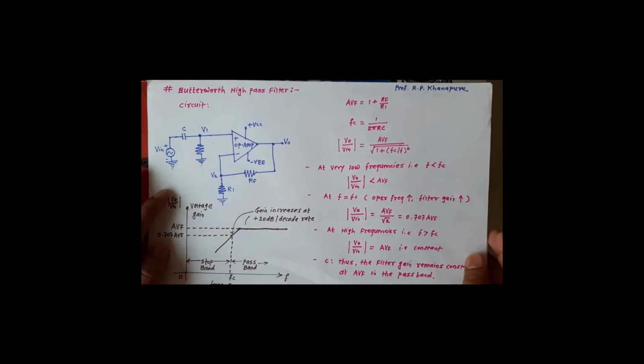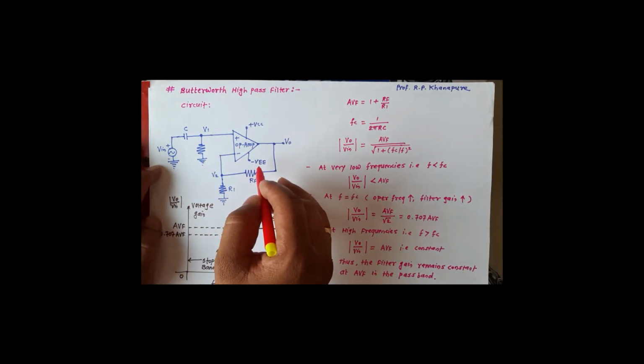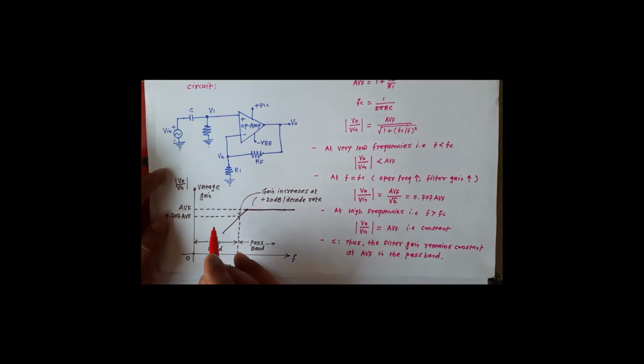Next is Butterworth high pass filter. In the last video, we have discussed Butterworth low pass filter. Basically, this is a first order Butterworth high pass filter, right? So this is the circuit diagram for this high pass filter, and this is the frequency response.